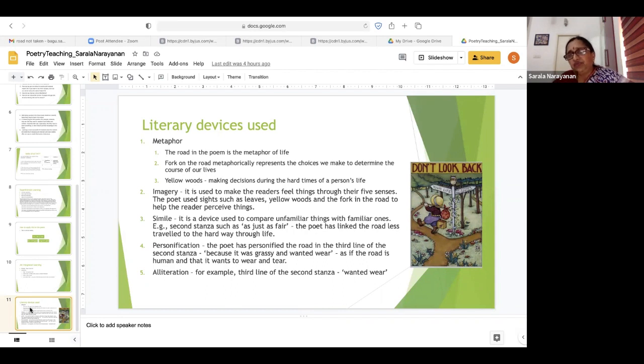See, what is metaphor? Metaphor is a very, very common literary device that is being used in most of the poetry and prose. Can anyone tell me what is a metaphor? How to identify a metaphor? Is it possible, any of you?